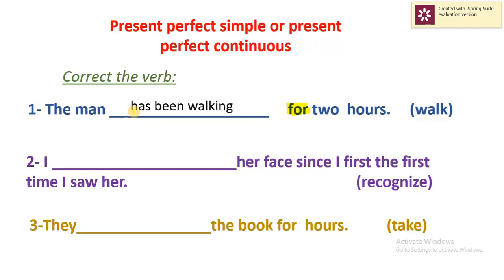In the second example, here we have, again, as I told you, when you have a sentence, you have to read it very carefully. Here we have I, her face, here we have since. Okay? Now, since, as you know, it is a key word for the present perfect continuous.